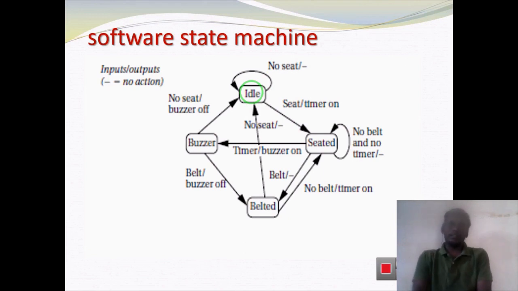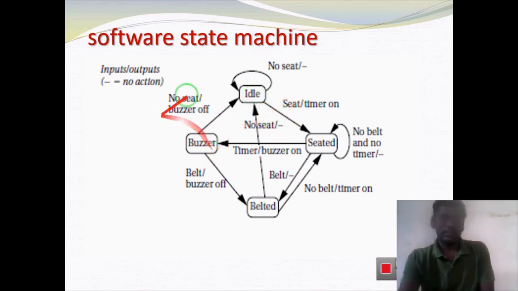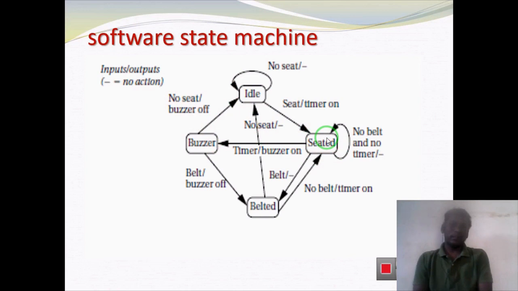Suppose a person is seated, let me consider a driver. If the driver is seated, the person is now available in the respective seat, and the timer will be switched on. Why does the timer switch on? Because the sensor senses the person's presence, and even though the person is seated, it still has to wait to see whether the person wears the seat belt or not. It has to wait maybe 10 more seconds or 15 more seconds. That's why the timer will be switched on.